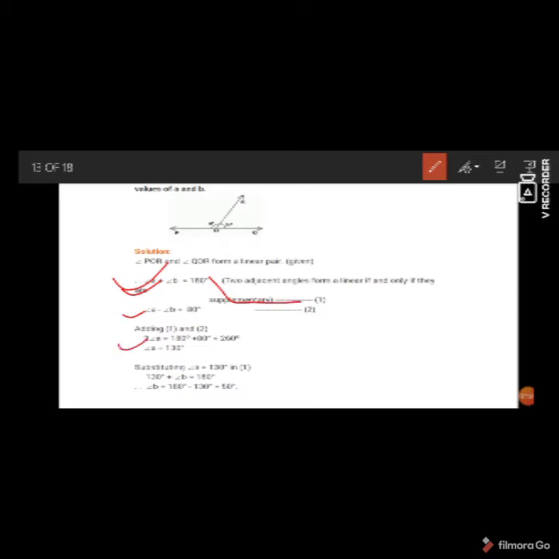So 2A is equal to 260 degree, A is equal to 130 degree. Now this value of A can be substituted in equation 1 or equation 2 and we can find the value of B. So 130 degree plus angle B is equal to 180 degree. Angle B is equal to 50 degree.